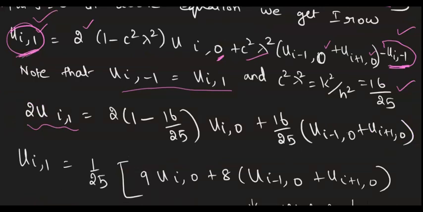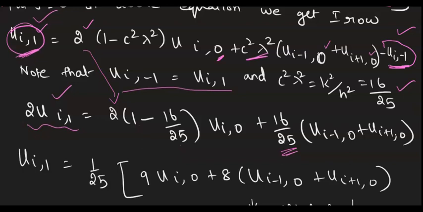So this term and this on the other side will become 2 into u i plus 1, 2 we have written as it is. Yes. So 1 minus c square lambda square, 16 by 25. If I take LCM, what will happen? 25 minus 16 by 25. And then plus u of i into u of i comma 0 plus c square lambda square, which is nothing but 16 by 25. We have written the other terms. This last term we have taken to this side and made it 2, so this last term won't be here.